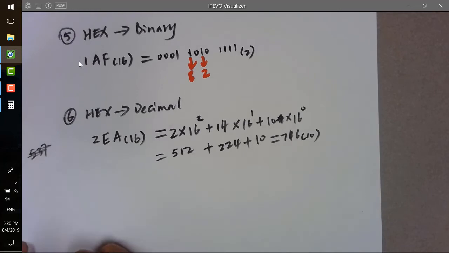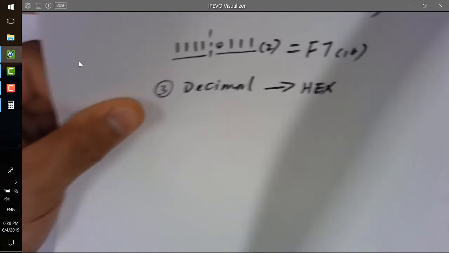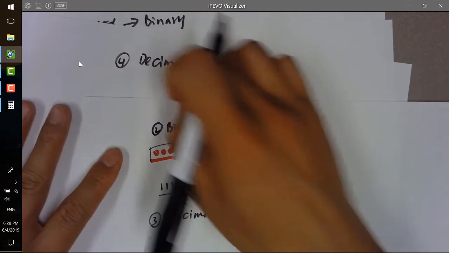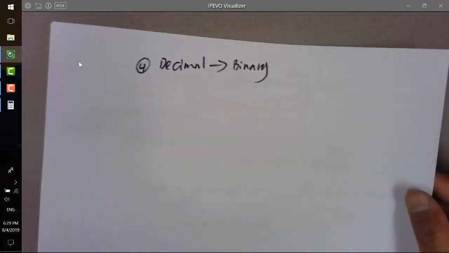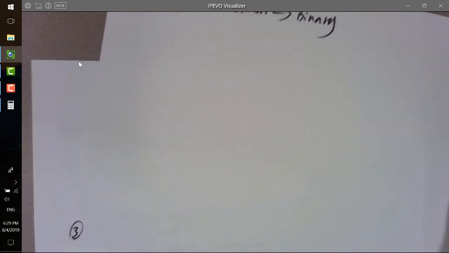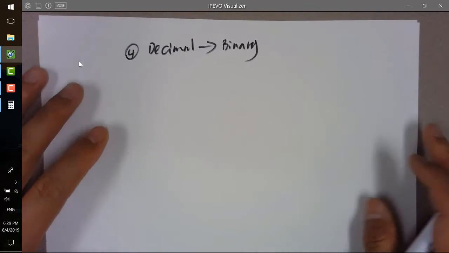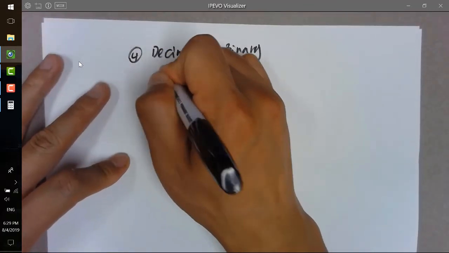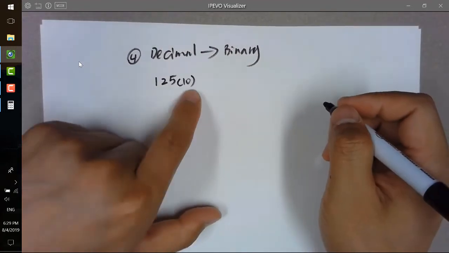Now, before we wrap it up, we still have 2 things we haven't done yet. Look at this: hex, decimal to binary, decimal to hex. Now let's do it. Let's do decimal to binary first. If we have 125, which is a 10-based number, I want to know what's the binary number of it.